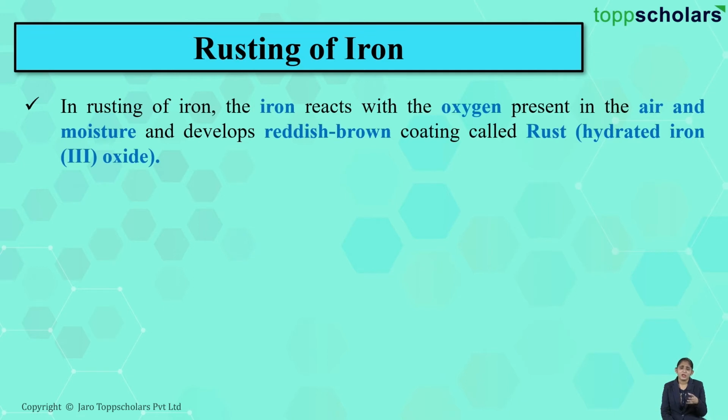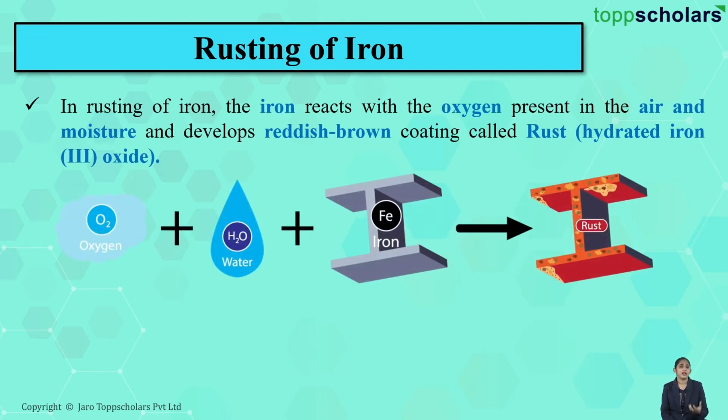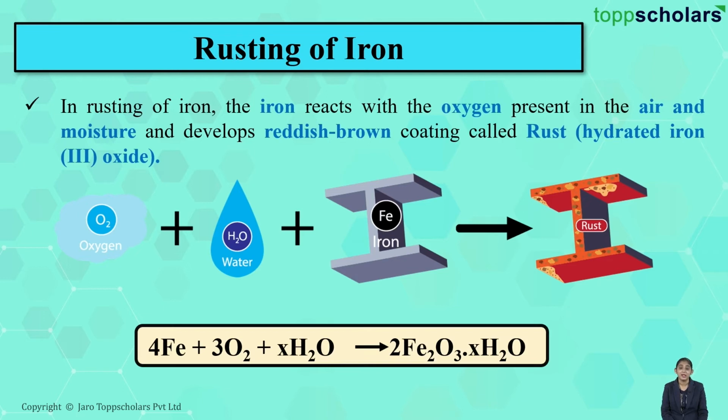So what actually happens over here? Now friends, iron is highly reactive, right? So this iron reacts with oxygen present in the air as well as moisture, resulting in the formation of rust. And what is rust? Rust is a reddish brown coating formed on the metal article, and this rust is nothing but hydrated iron oxide, that is hydrated ferric oxide.